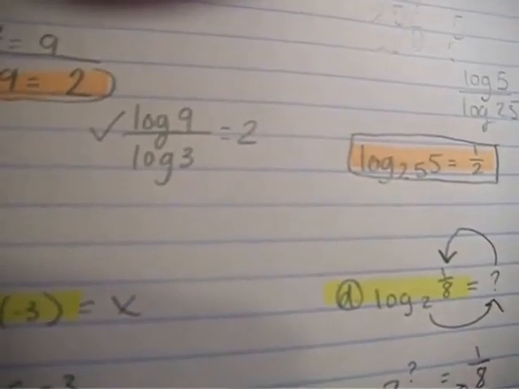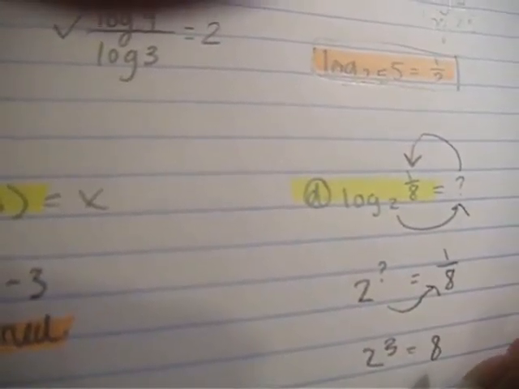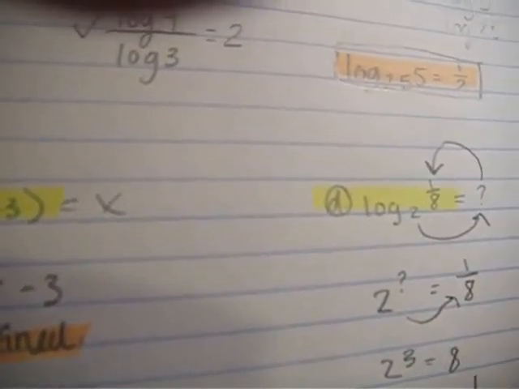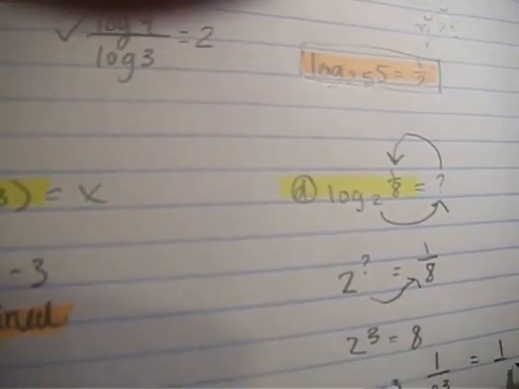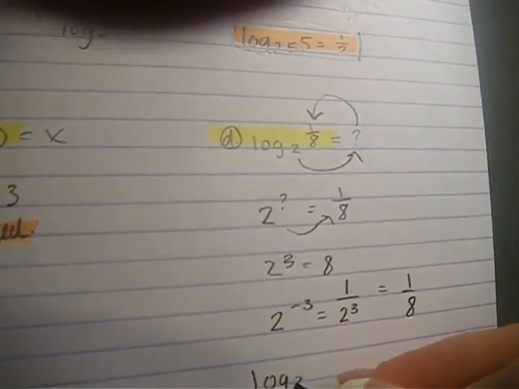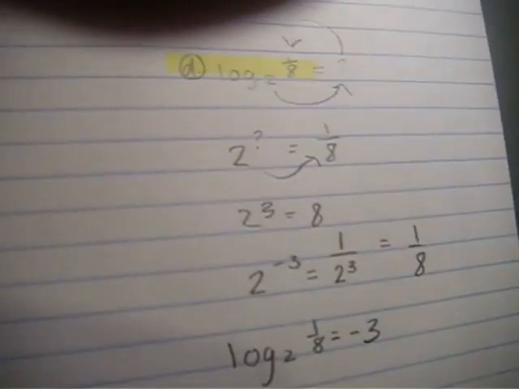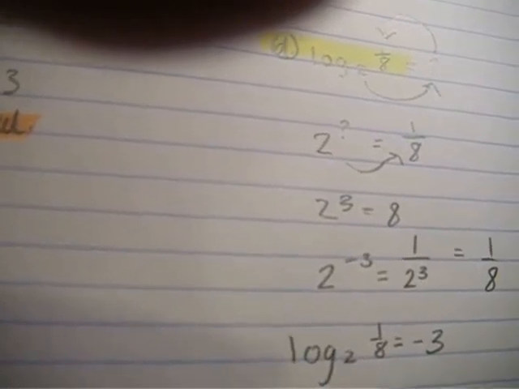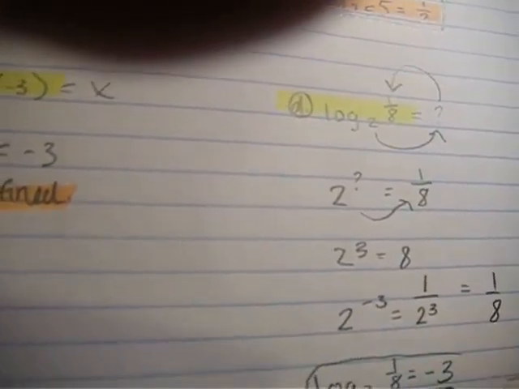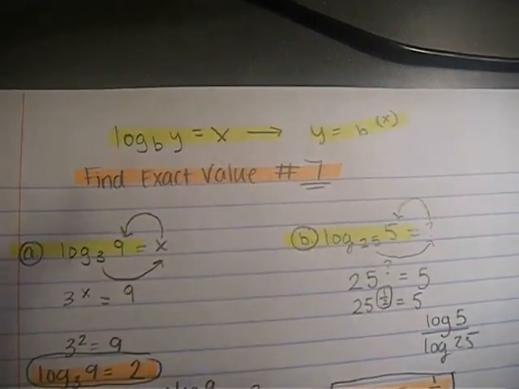Well, 2 to the third equals 8. So then 2 to a negative 3 would equal 1/8. So log equals a negative 3. And that is problem number 7.